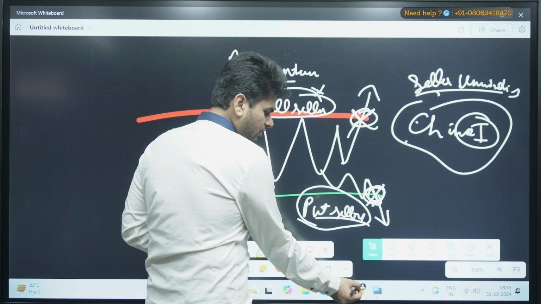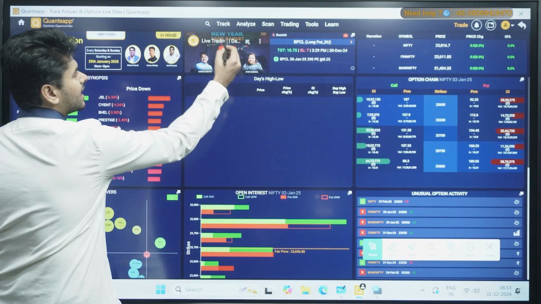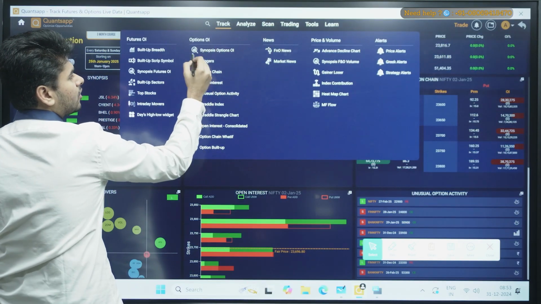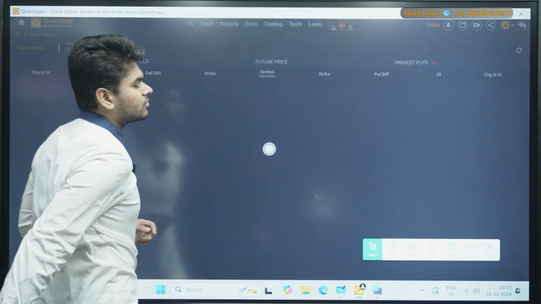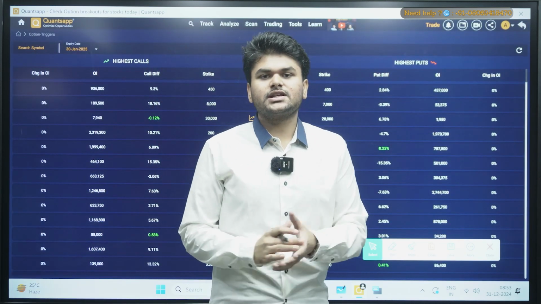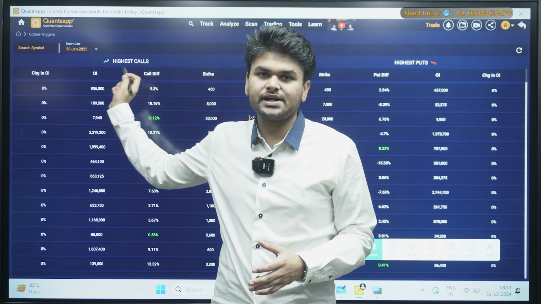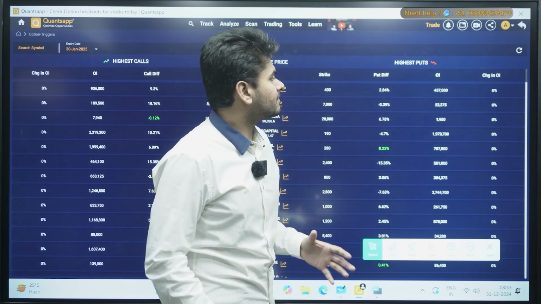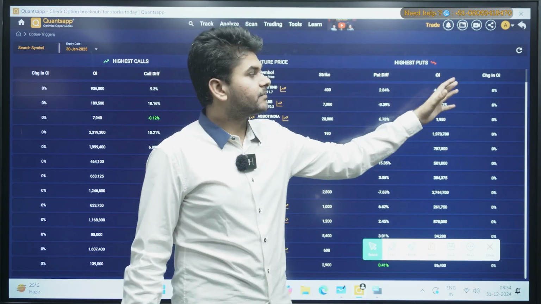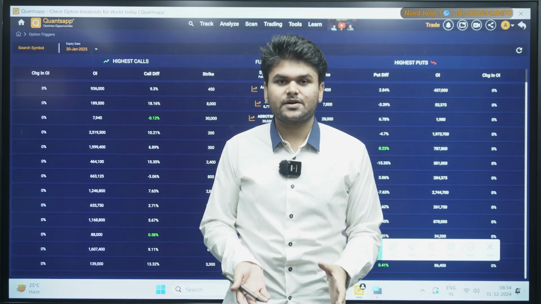Okay, so I'll just go on Quantsap and you can come here at track and you can check out under the options, or you can check out the triggers. Now if you are expecting the market to be bullish, you can simply go and see the call side. If you are expecting the market to be on the bearish side, you can check out the put side, because here we are seeing the seller's perspective again.